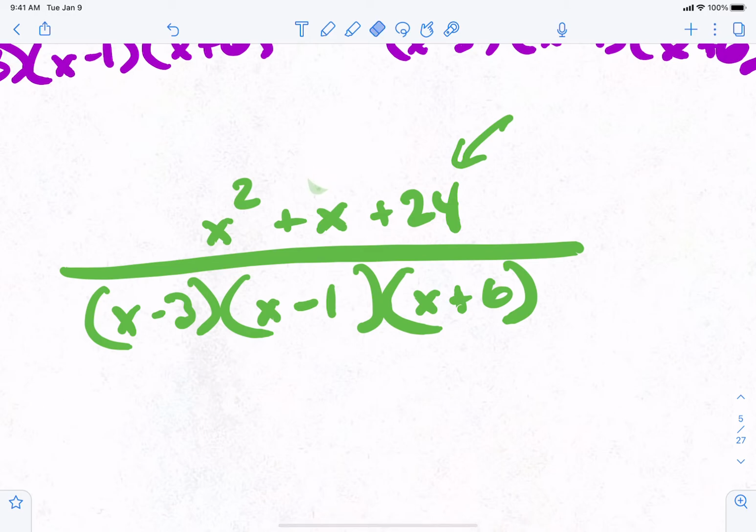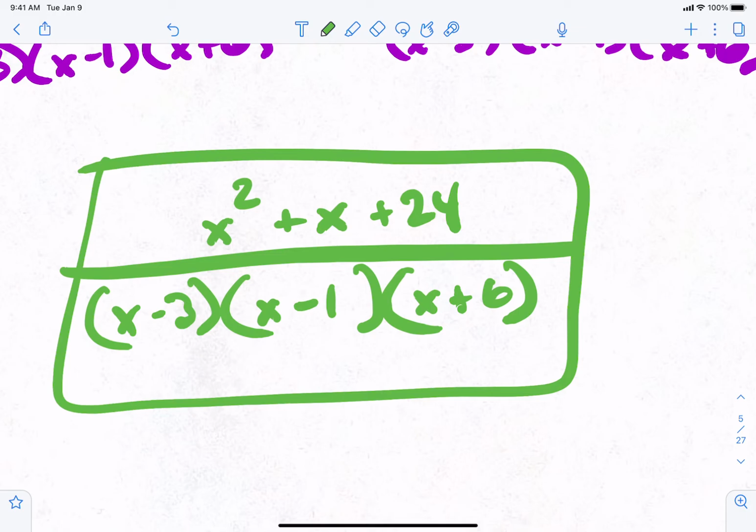Multiply to get 24, add to get 1. There is nothing. That's why we leave it like this. So the 5th period class wanted to break that top down again, but you can't break it down again. So we're just going to leave it like that. So this is what he looks like.